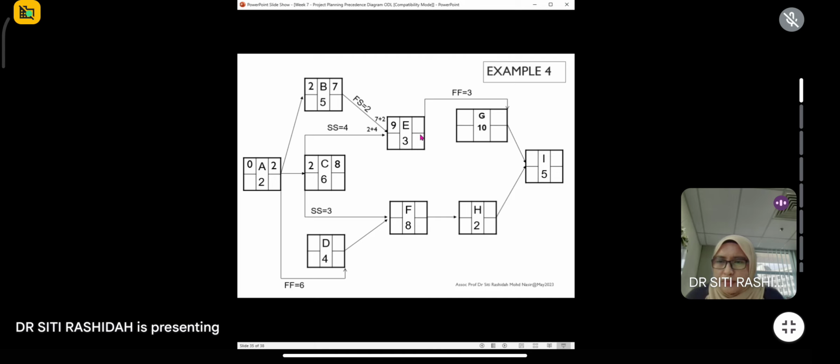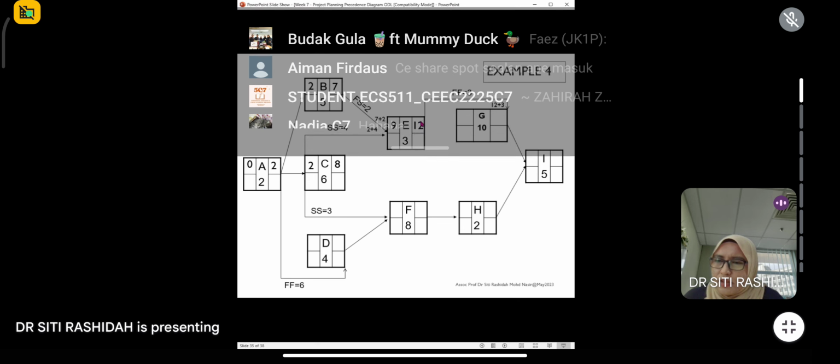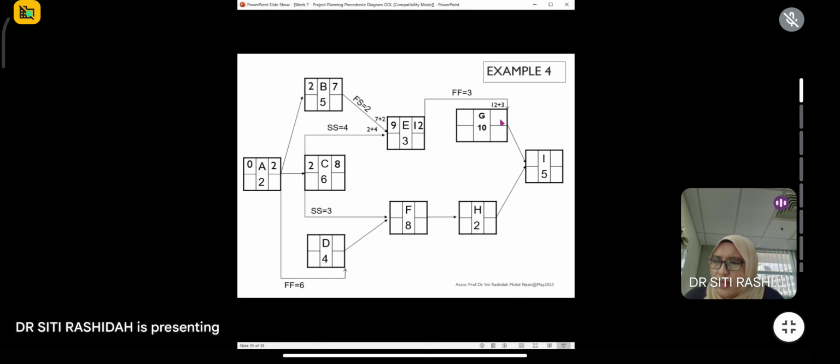Okay, so 9 campur 3 adalah 12. Okay, so boleh tak kita teruskan di sini atau macam mana? Nanti saya tengok dulu. Okay, yang ini. Kita teruskan yang ini, okay? Kita teruskan G. 12 sebab dia finish to finish, you have to see finish of E with finish of G. So 12 campur 3, you will get berapa? 15 kan? Okay, 15 kat sini.